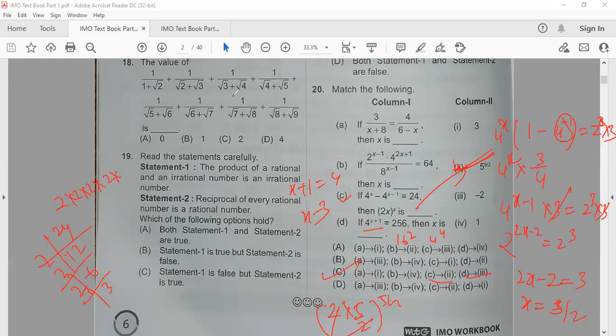Now chapter number 1 is over from my side of the Olympiad books. In today's online class, around 4 p.m., we will start a new chapter, that is polynomials.